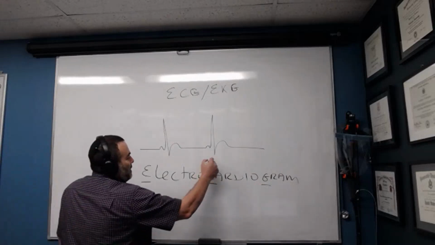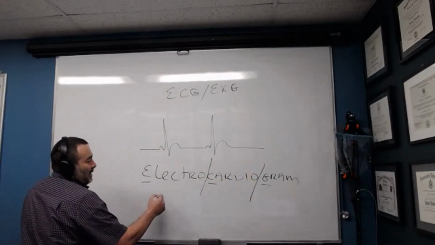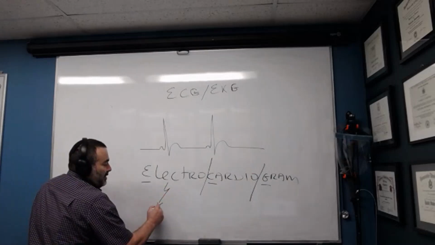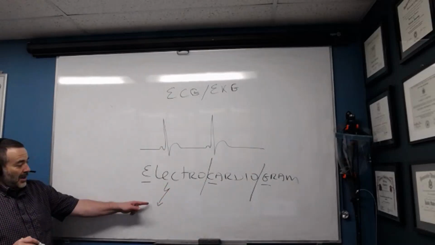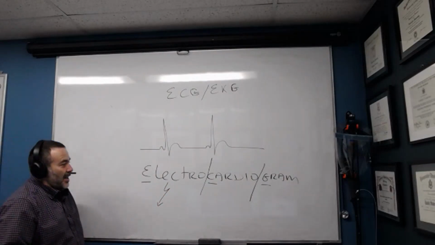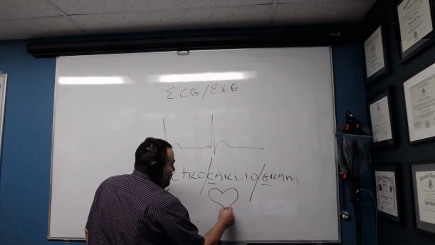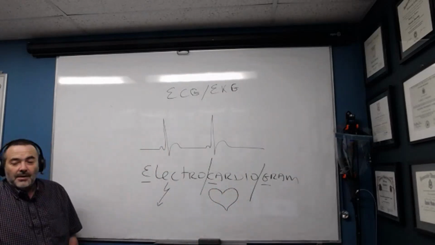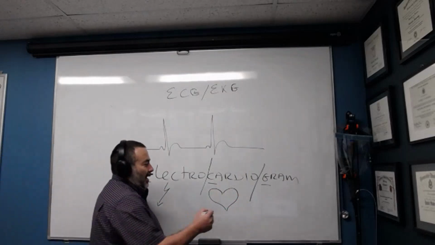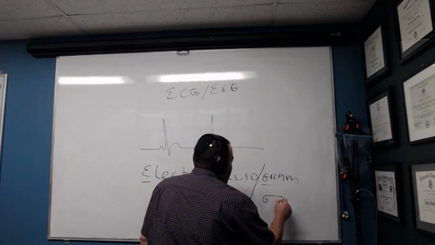What does this word mean? Electro, cardio, and gram. Well, electro means electricity. Here's a little picture of a lightning strike. Electricity. Cardio, heart. The little picture of the heart. And gram. And here's one of my favorite pictograms over here, little icon.